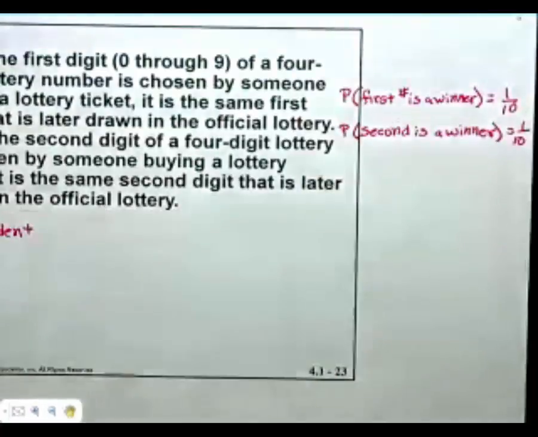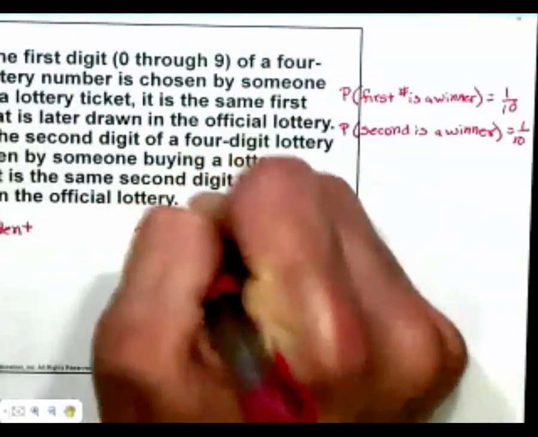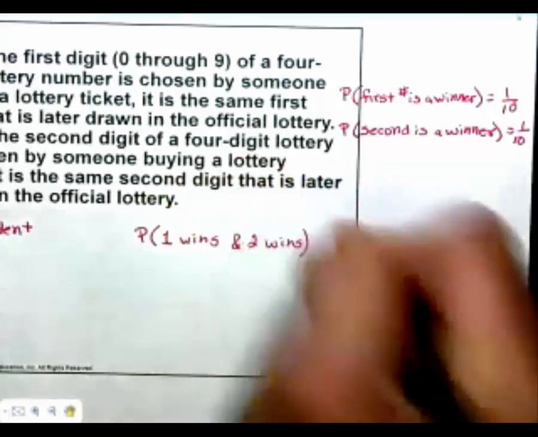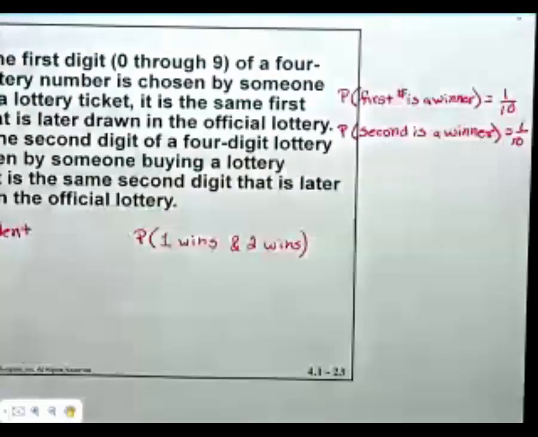So what is the probability that 1 wins and 2 wins? I'm not stating exactly what I mean just because it saves me a minute writing, and minutes are important right now. Seconds are important. Multiply them, because it's first and second are both correct.